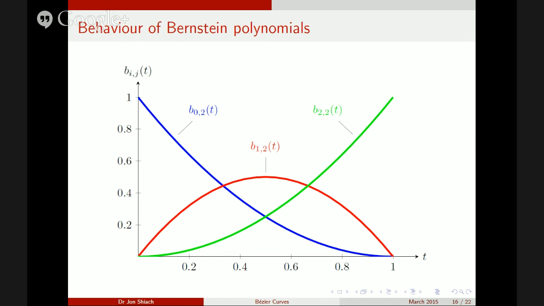Well, how do these behave? This is the quadratic Bernstein polynomial. So these are the 3 polynomials which define a quadratic Bezier.